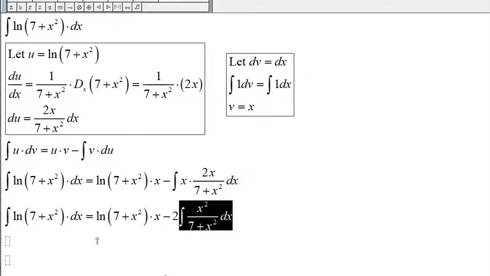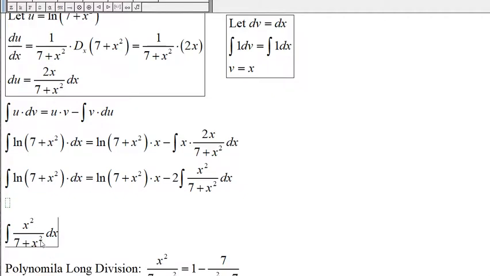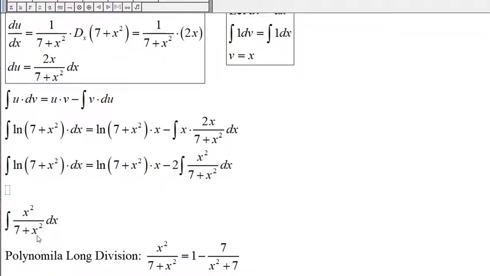So now we need to find this integral right here. We need to find the integral of x squared divided by 7 plus x squared. For this type of problem, the degree of the polynomial in the denominator is 2, and the degree of the polynomial in the numerator is also 2. And so that tells us that we need to divide this quotient.